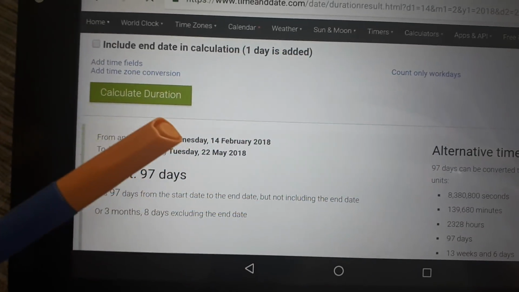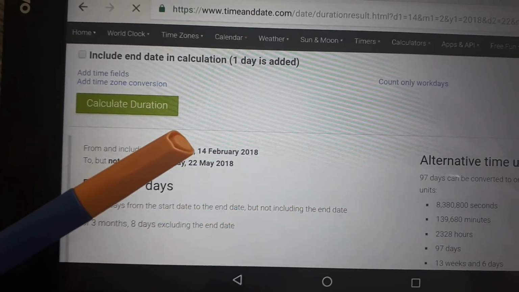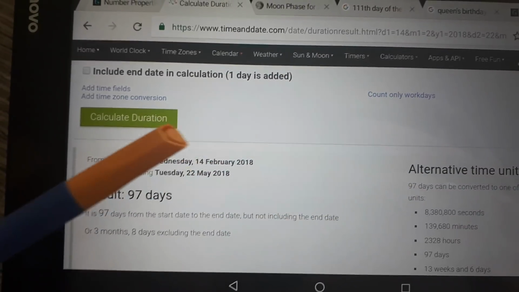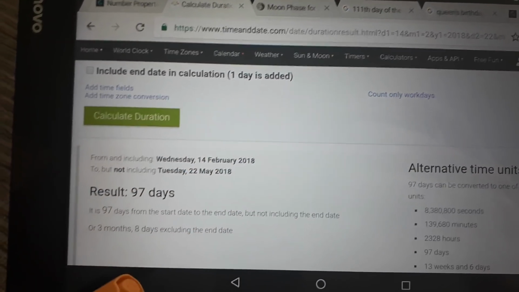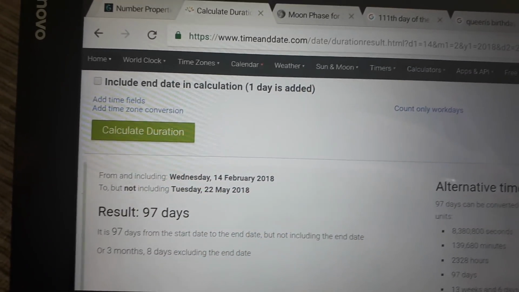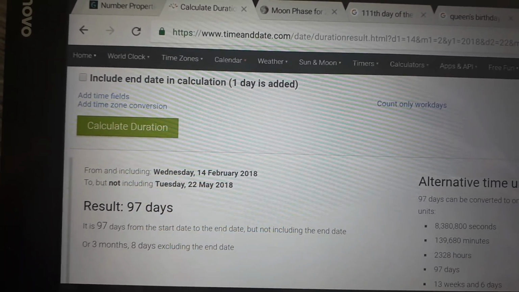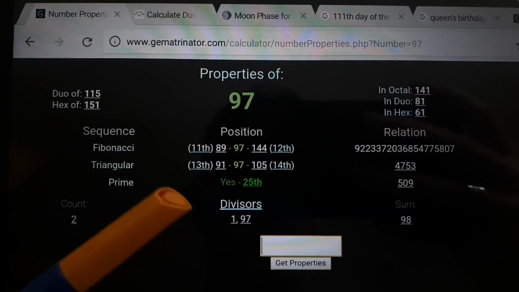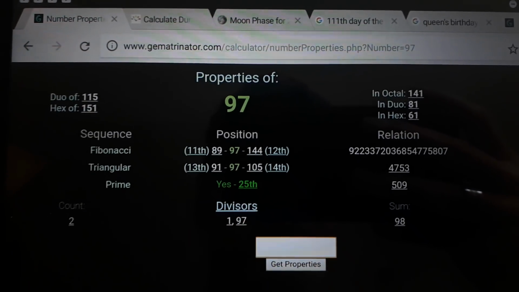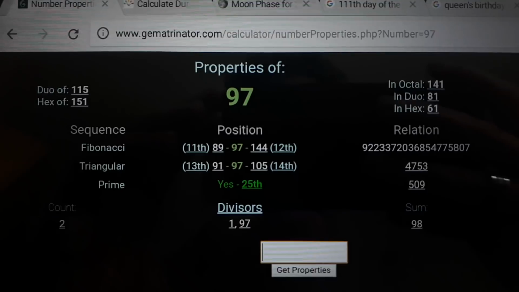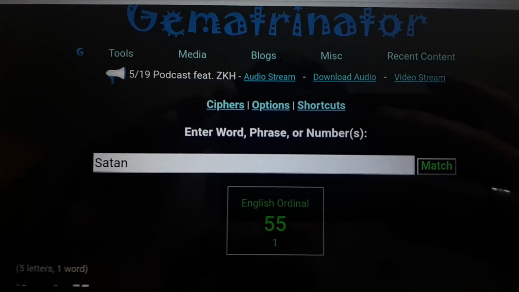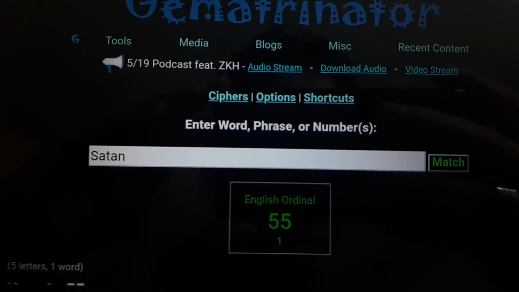Okay, Valentine's Day. That's the reverse way around of the Queen's birthday, 214. 21st of April, February 14th. To 225, 97 days. 3 months, 8 days. I'm just going to show 97 first of all. 97 is the 25th prime. 5 times 5, 25. 5 is alive, 55 again. So Satan, 25th prime, 5 times 5.